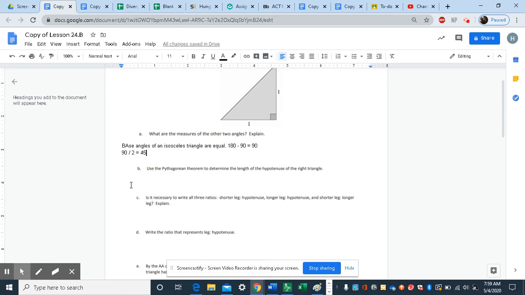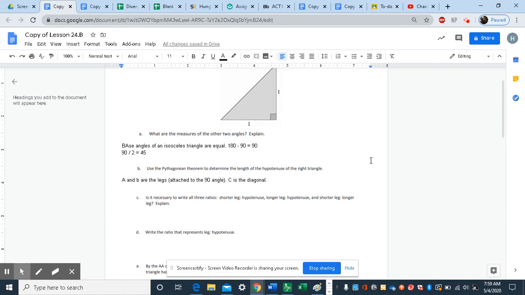It says to use the Pythagorean theorem to determine the length of the hypotenuse of the right triangle. So I'm going to write a helpful hint, which is A and B are the legs attached to the 90-degree angle, and C is the diagonal. So A and B are the legs and C is the diagonal.